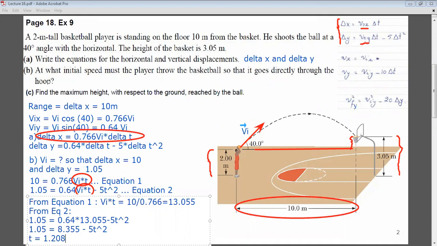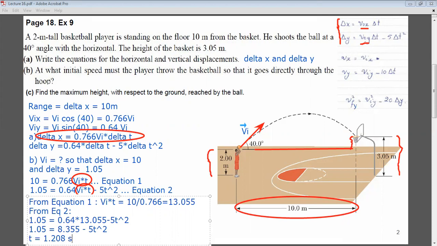1.208. Okay, so what I did here, 1.05, I bring it to the other side. 5t squared, I bring it to the other side. Then I divide by 5. And then I take the radical, and I get t equal 1.208 seconds.